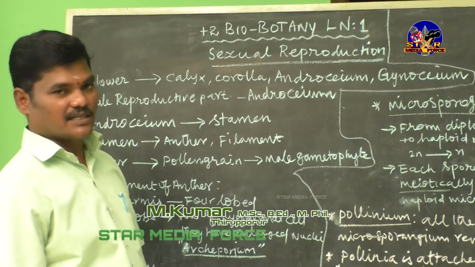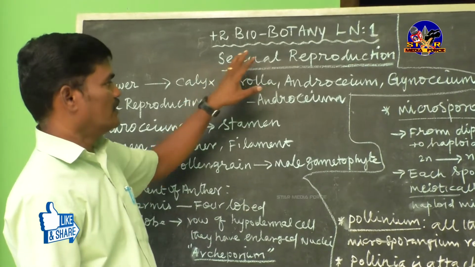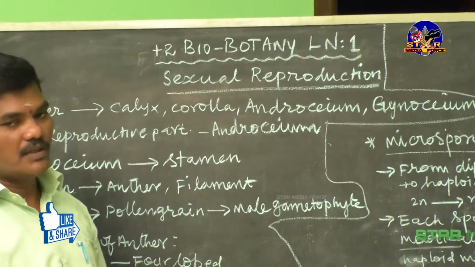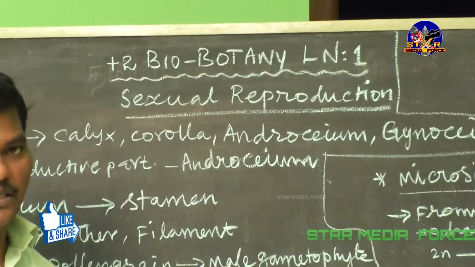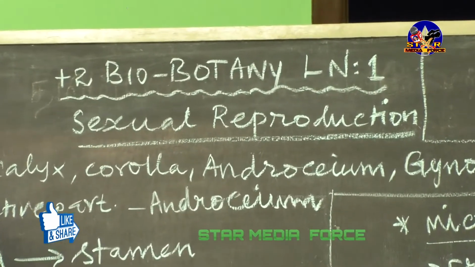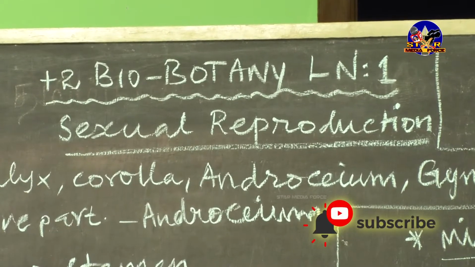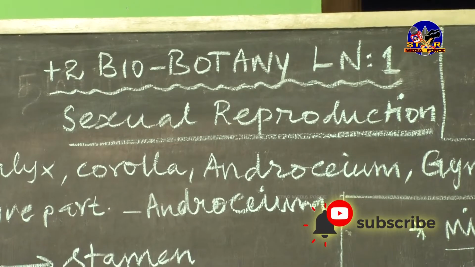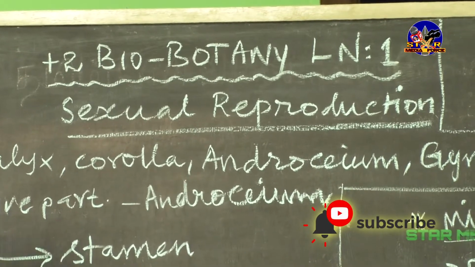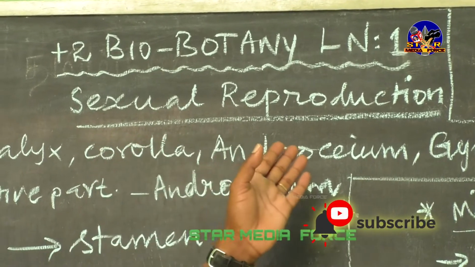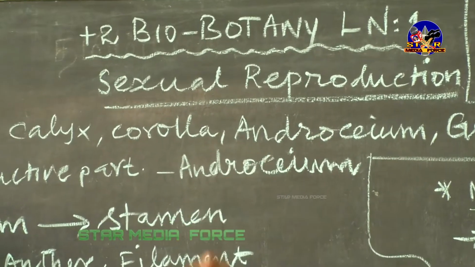Today we will discuss the first lesson, sexual reproduction. Two types of reproduction we already know: one is asexual reproduction, another is sexual reproduction. In the last class we discussed the asexual reproduction of plants. In this class we are going to discuss sexual reproduction.